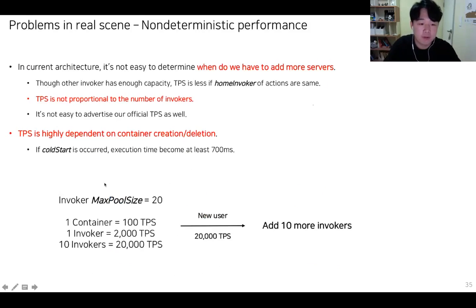Ideally, it would be great if it works like this. If the maximum size of invoker is 20 and one container can serve 100 TPS, then one invoker can have 20 containers, so it can serve 2000 TPS. And if we have 10 invokers, then we can serve about 20K TPS. So if the requirement of a new user is 20K TPS, then we can just add 10 more invokers. This is an ideal case.